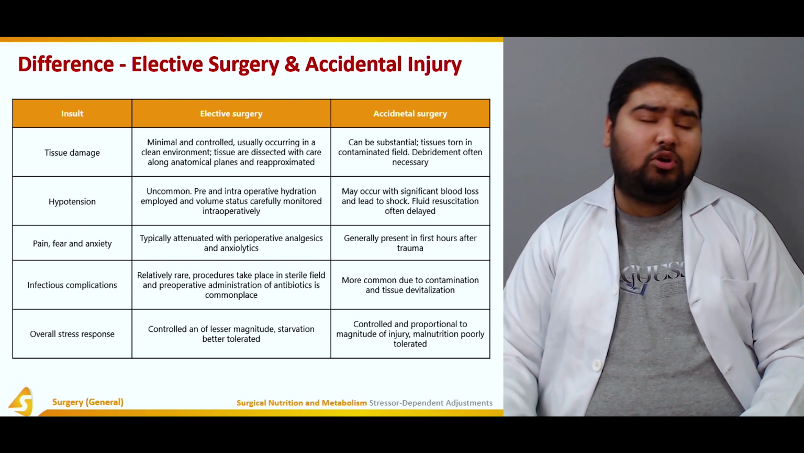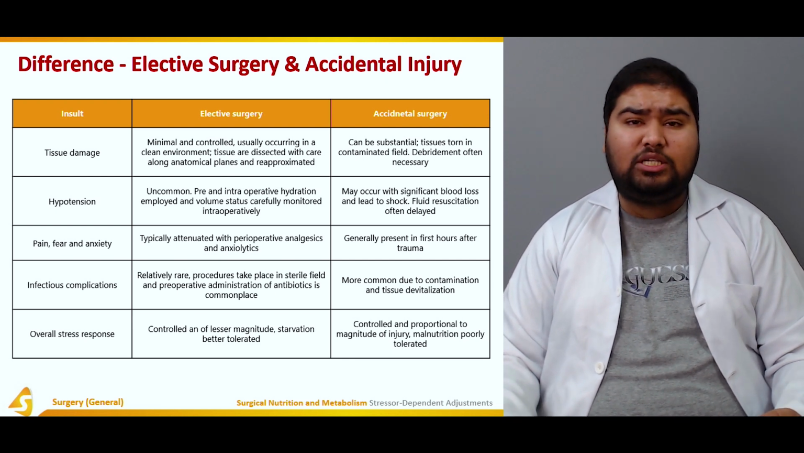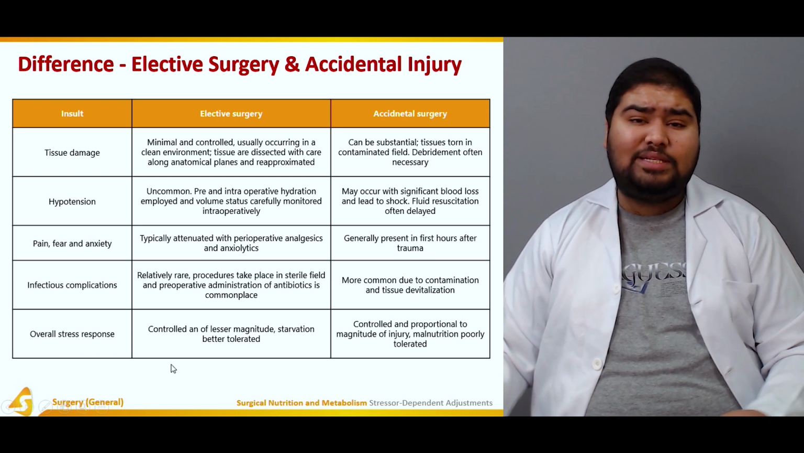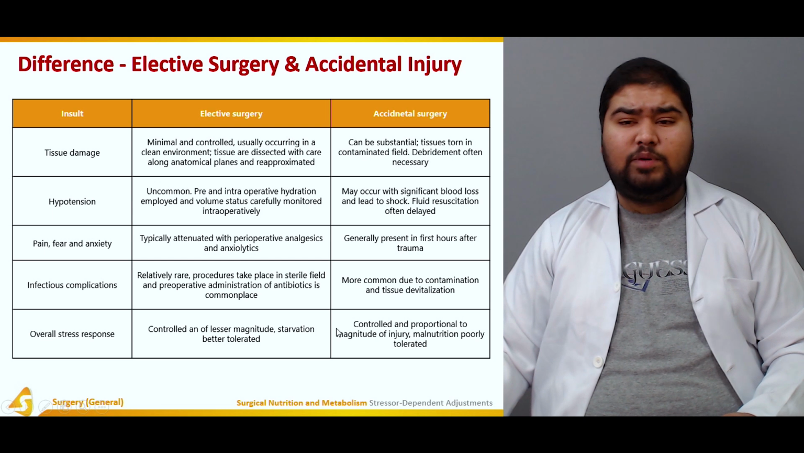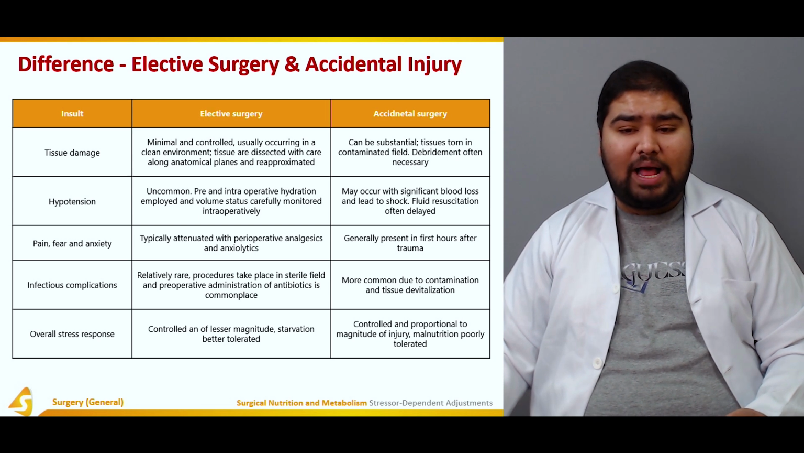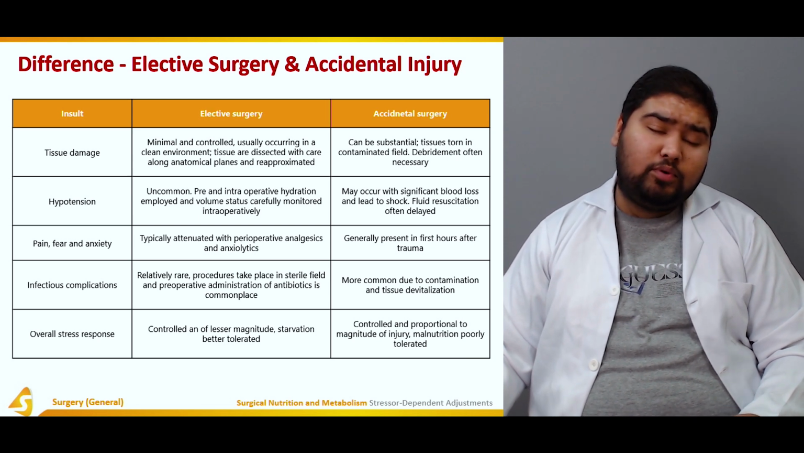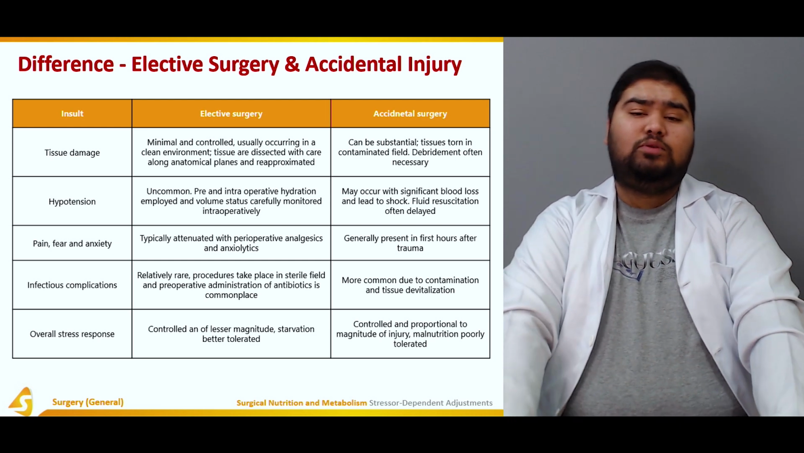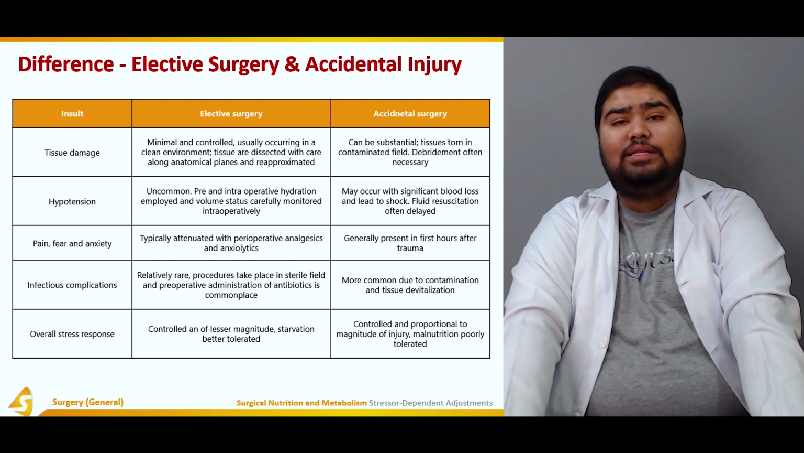However, infection is more common due to contamination in accidental surgery, and the overall stress response is controlled in elective procedures. However, it is uncontrolled and proportional to the magnitude of the injury in accidental surgery, and malnutrition might be poorly tolerated. So this is the major difference between elective and accidental surgery.